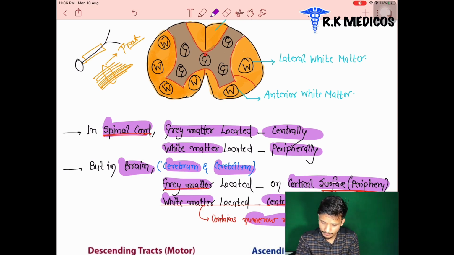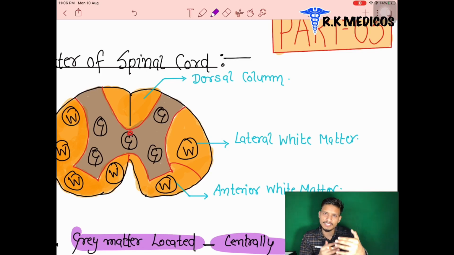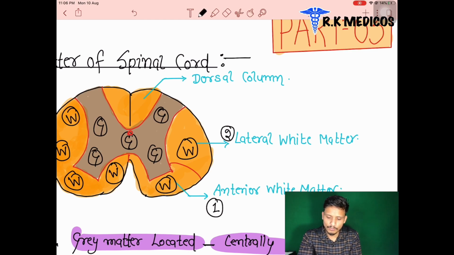You can also see this white matter of the spinal cord is divided into 3 sections. The first section is the anterior white matter, then the lateral white matter, and the dorsal white matter or the posterior white matter basically. Just as the gray matter is divided into 3 parts, anterior, intermediate or lateral, and posterior, the white matter is also divided: here the anterior, lateral and the dorsal.